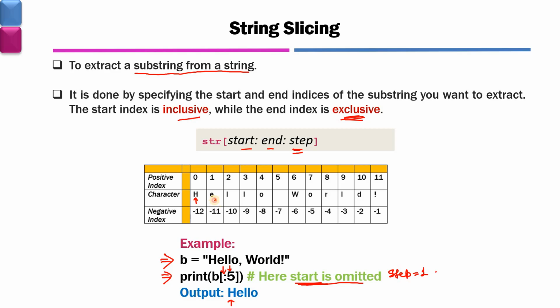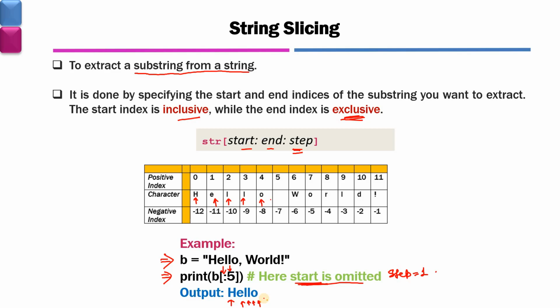0, 1, 2, 3, 4. So now if you go to this, 0 means H, 1 means E, 2, 3, 4 means hello. So the output will be hello. In this case the start is the 0th index and the end index is the 4th, because 5 will be excluded. Just before 5 is 4, so the end index will be 4. So this is basically string slicing.